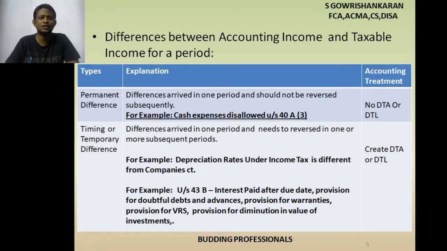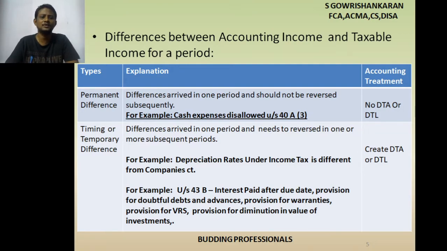Meaning provision is not allowed. Provision for expenses is not allowed for these expenses under section 43B. Only actual payment is allowed. If you don't pay within the due date of filing the income tax return, then your expense is disallowed. If you pay in the next year, then next year it is allowed as an expense. So first year disallowed, next year it is allowed. These are called temporary or timing differences. This year it is not allowed, next year it is allowed. So next year there will be an effect.